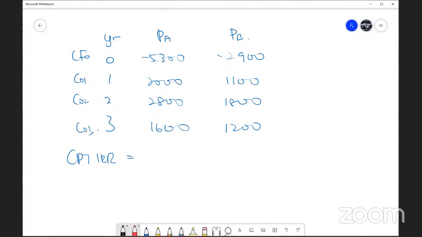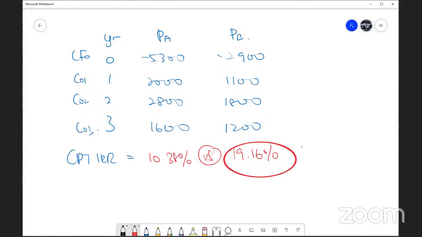All right, Gauss got 10.38 versus 19.16. Very good. So in this case, of course, you will choose the project with the higher IRR. The internal rate of return 19.16 is higher, so you choose project B. Choose the IRR which is higher, very easy.